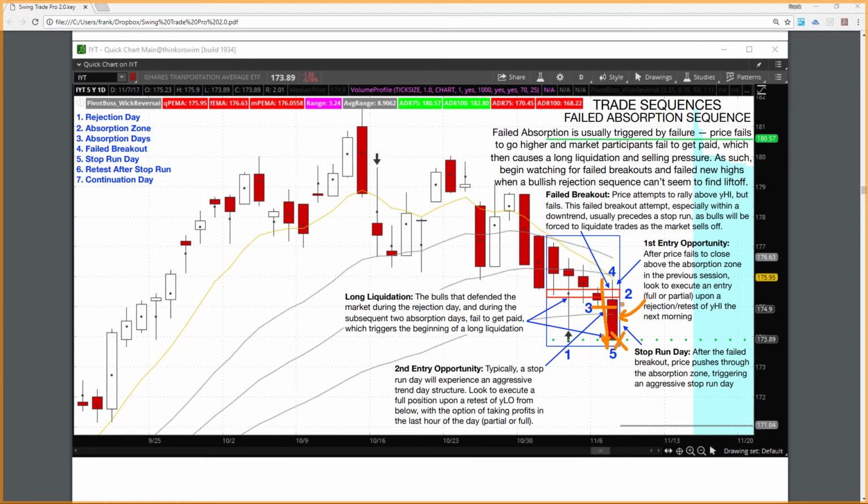And then you can look to add back exposure upon a retest of the breakdown point the next day, if it were to occur. So, long liquidation. The bulls that defended the market during the rejection day and during the subsequent 2 absorption days fail to get paid, which triggers the beginning of a long liquidation. So that's how you have to put yourself in the minds of those who are defending.